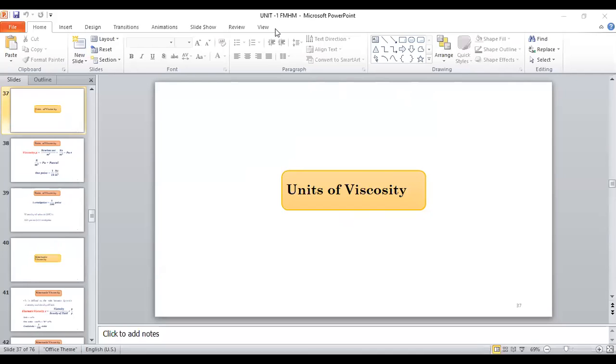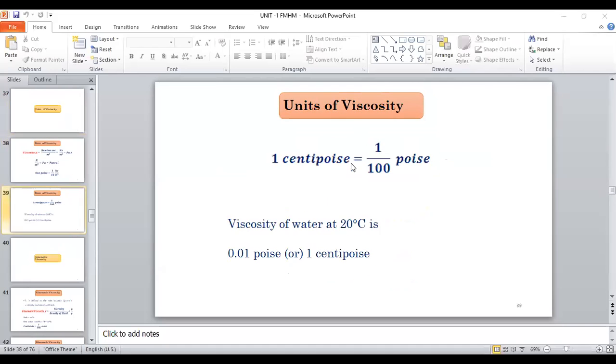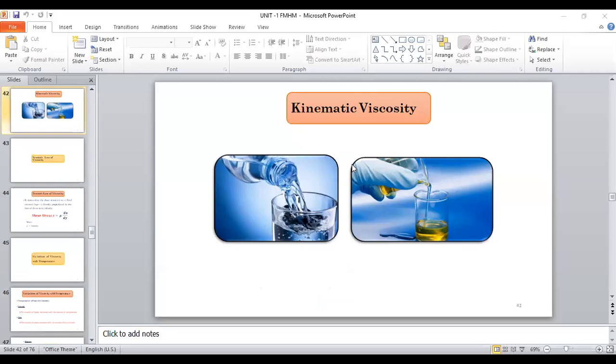Okay, right. Any doubt in this viscosity and kinematic viscosity? No, sir. Right. Shall we start the problems?